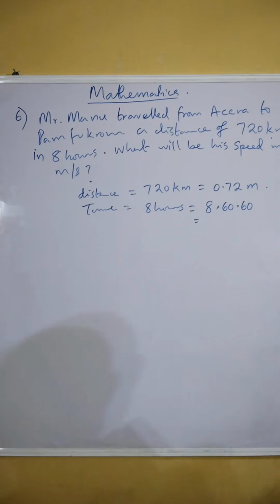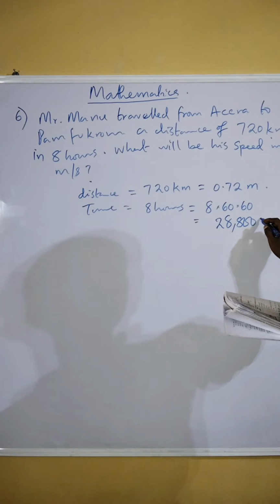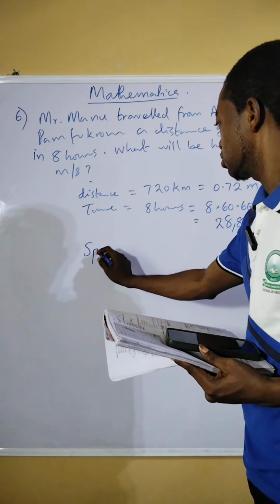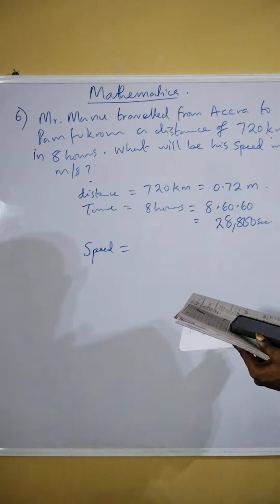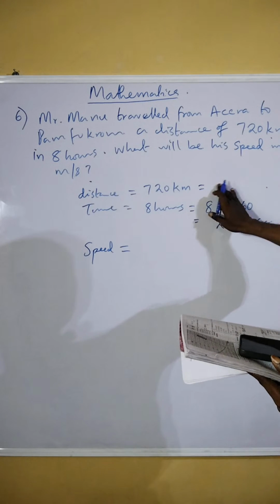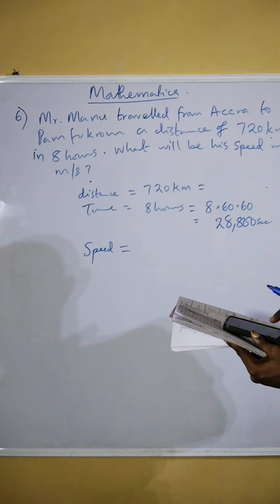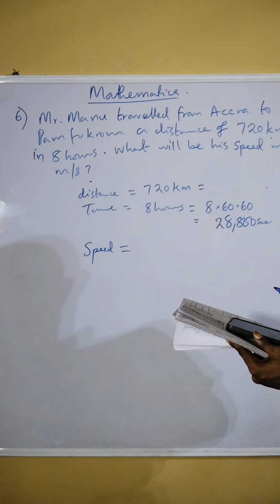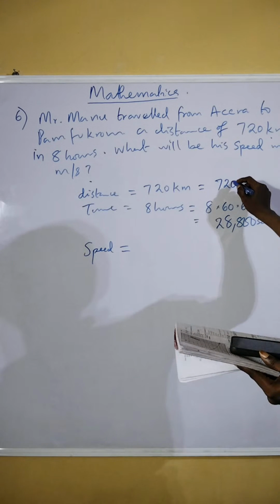Here we have 28,800 seconds. And here, speed is the same thing as distance over time. So here, kilometer to meter, it will be 10,000. So this is what sound 20,000.